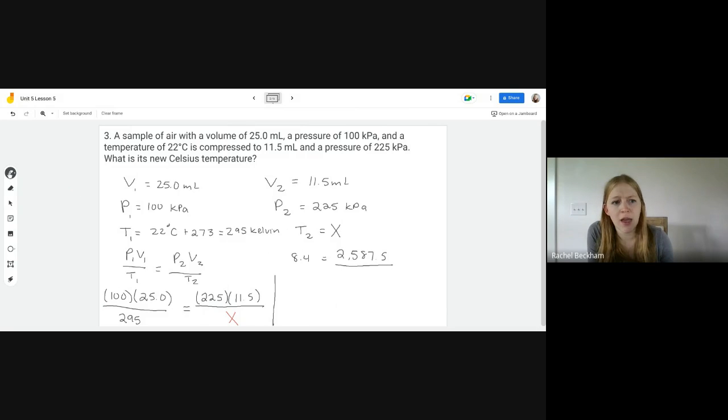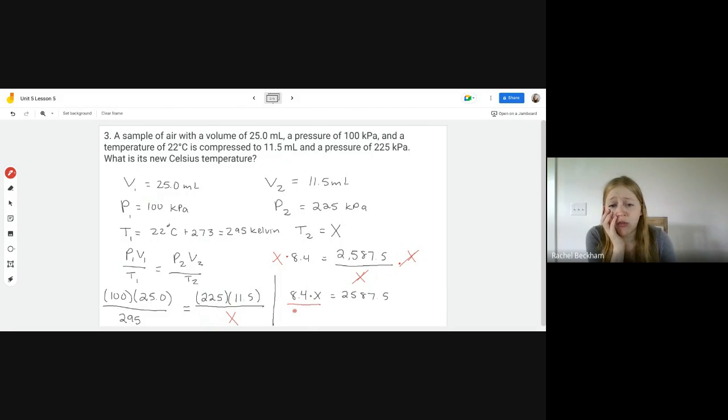divided by my x. I still need to get x by itself, and it is on the denominator. So when x is on the denominator, we have to get it out of the denominator first. We have to get x in the numerator. So I'm going to multiply both sides by x, because when I do that, my x will cancel out on this side. And now I'm going to rewrite it that 8.4 times x equals 2587.5.